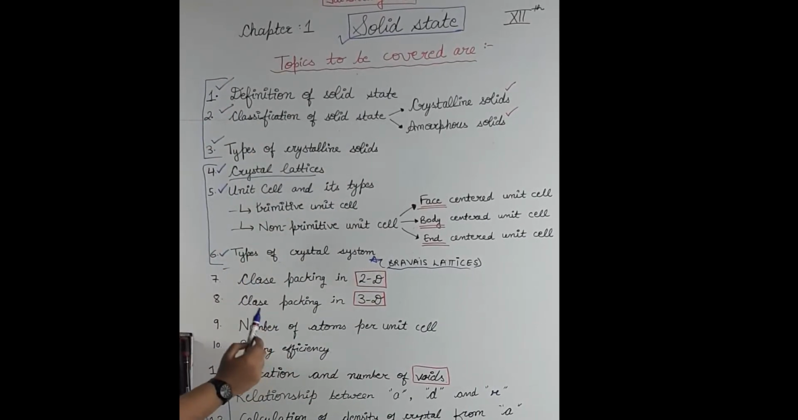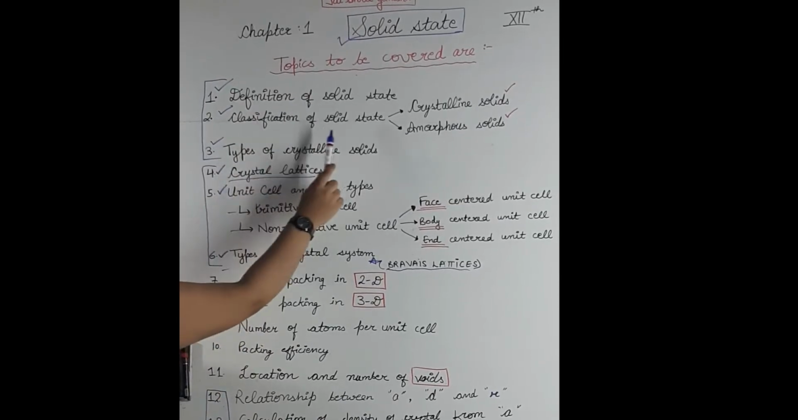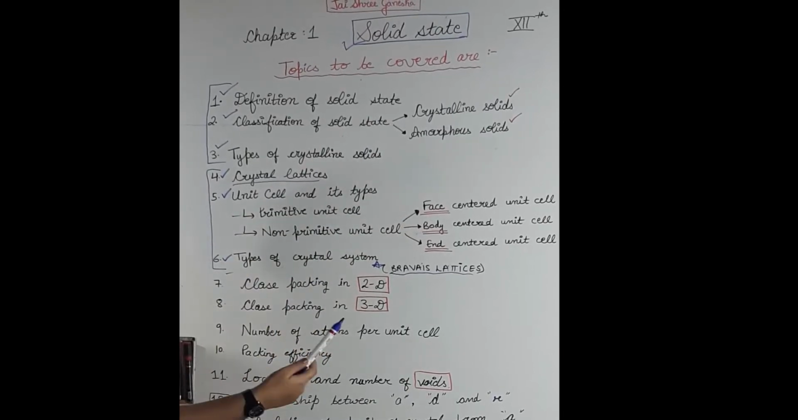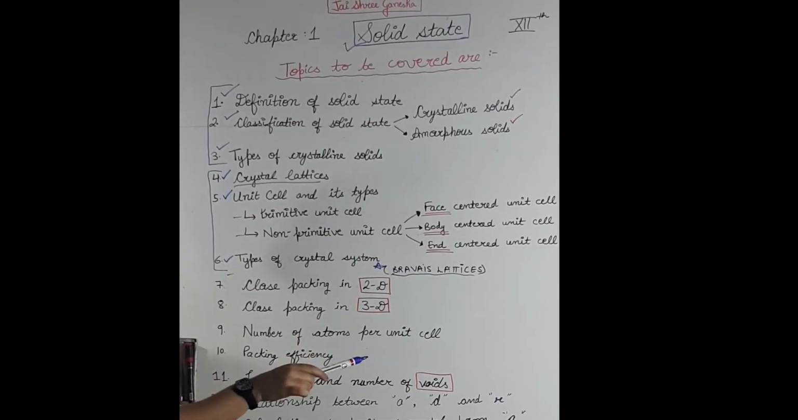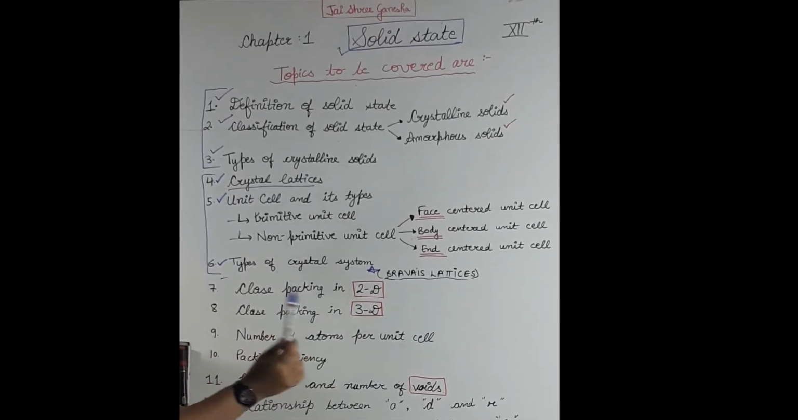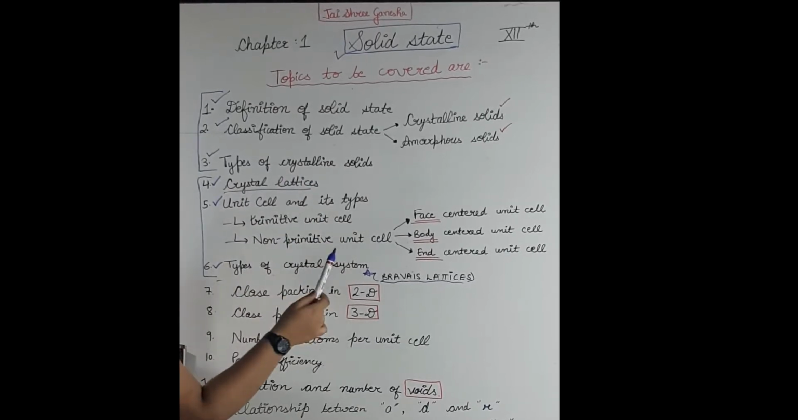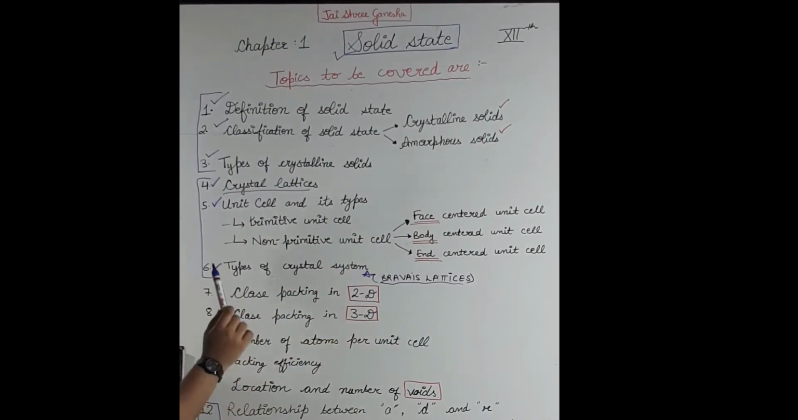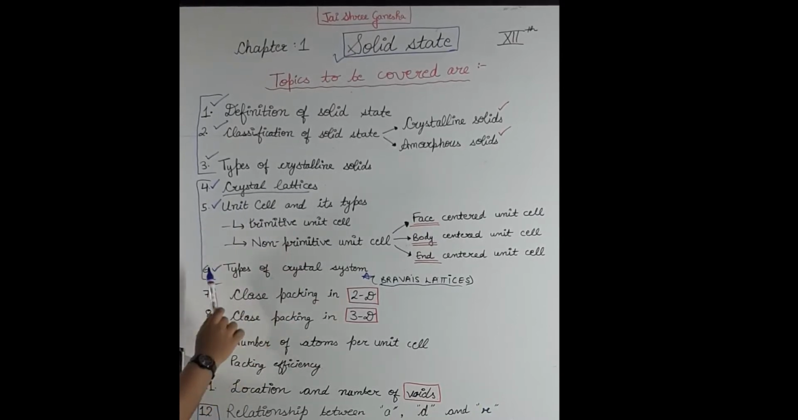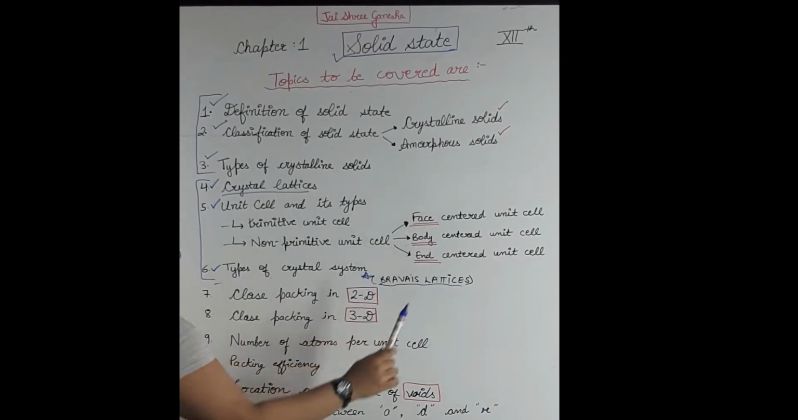In our previous lecture, we covered the definition of solid state, classification of solid state, crystalline solids and amorphous solids, including the anisotropic and isotropic properties in detail, and true solids and pseudo solids as well. Then types of crystalline solids, which we have done in table format. Then the crystal lattices, unit cell and its types, and then the types of crystal system including the Bravais lattices.